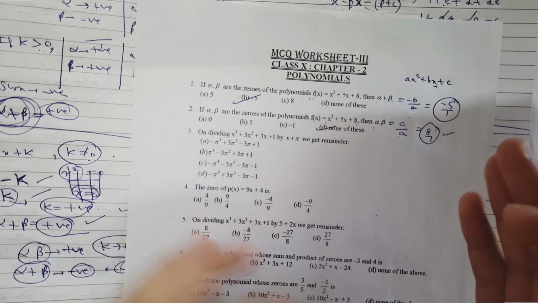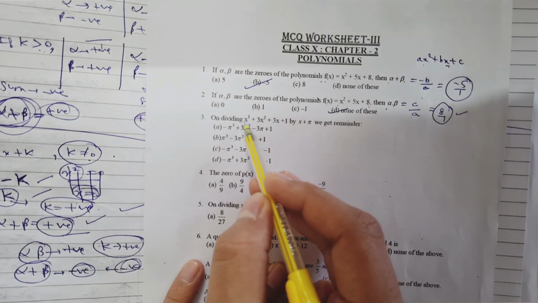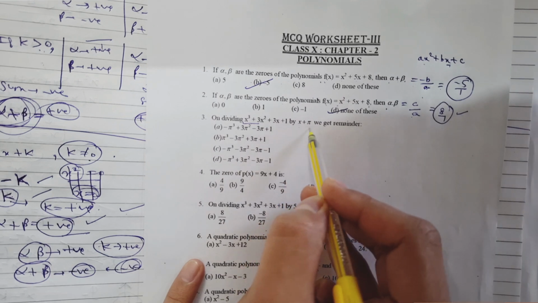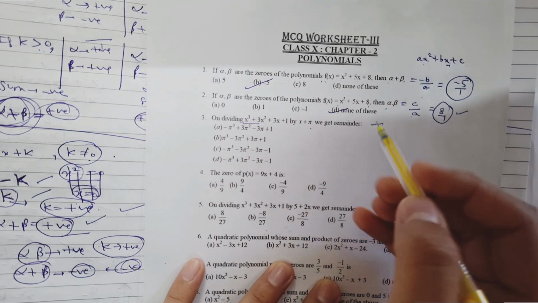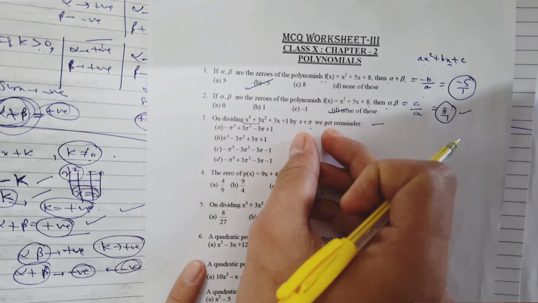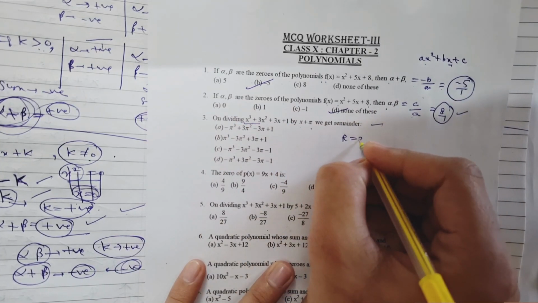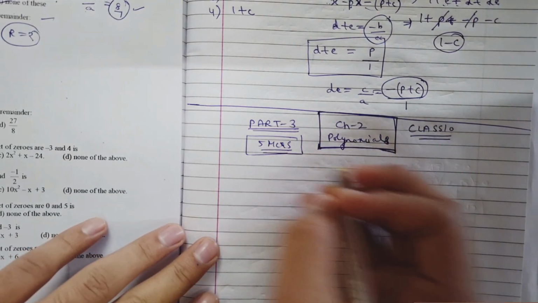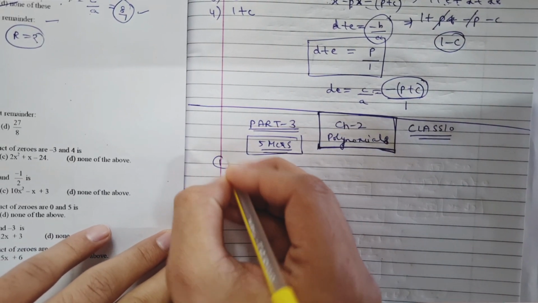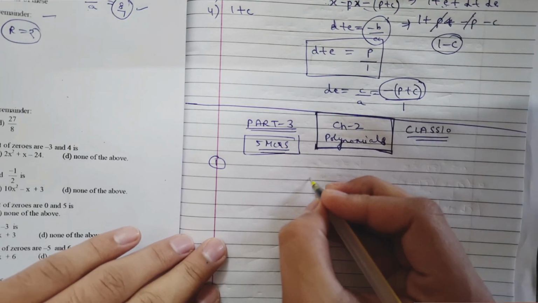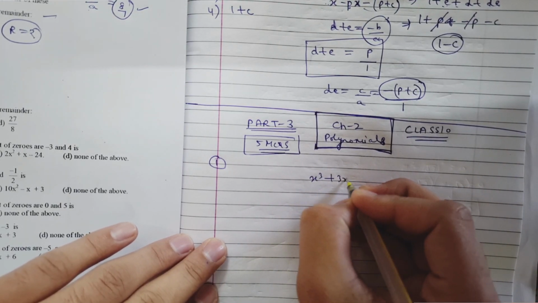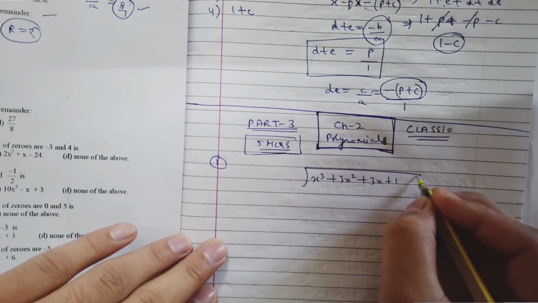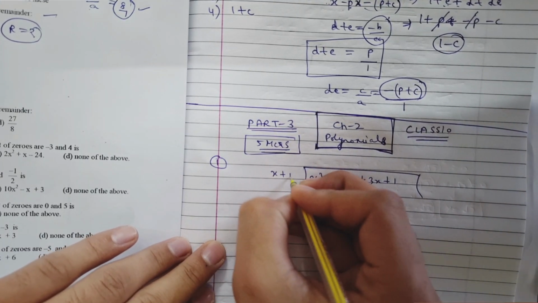Now we are moving on to the third question. On dividing the polynomial x cube plus 3x square plus 3x plus 1 by x plus pi, we get a remainder. We have to divide this polynomial by x plus pi and answer the remainder. These are your options. Now this is new for us and we will do this by division. We have to divide x cube plus 3x square plus 3x plus 1 by x plus pi.